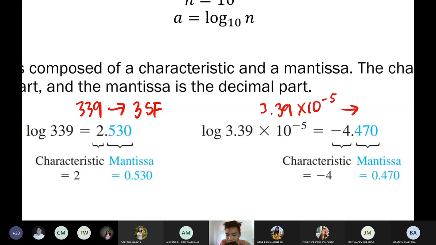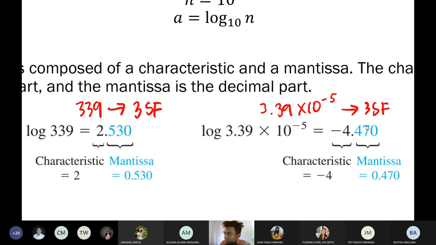So again, this also has 3 sig figs, no? So that means my final answer should be written in 3 sig figs, no? However, again, for logarithmic functions, we do not consider the characteristic as a significant figure, okay? So we just leave it behind.